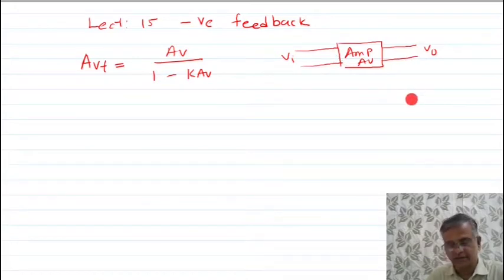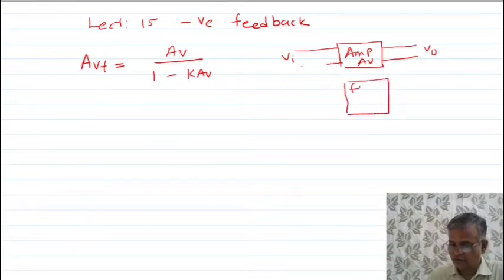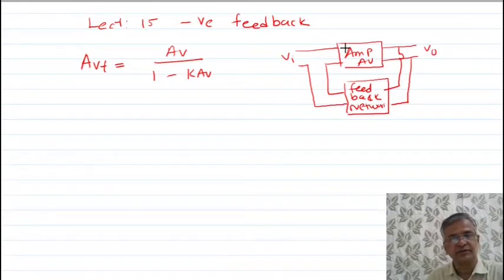Now I take this output and give it to the input, through some network. This is called the feedback network. With the help of this feedback network, some part of the output, K part, is given back to the input. As you give it, the input will change, and the output will change. I cannot write the output as VO now; I should write VO dash.